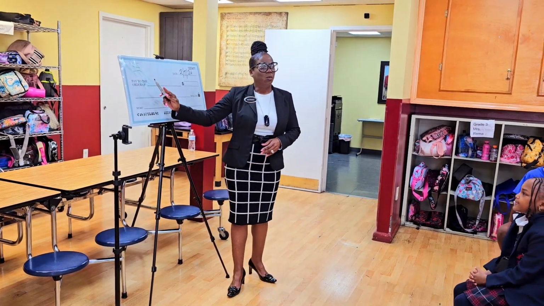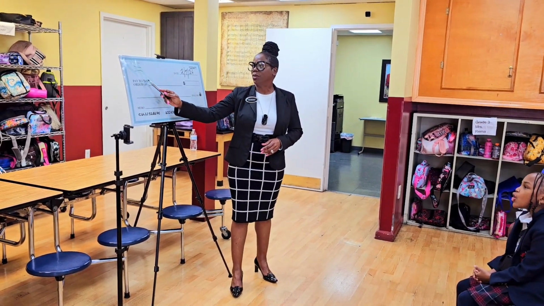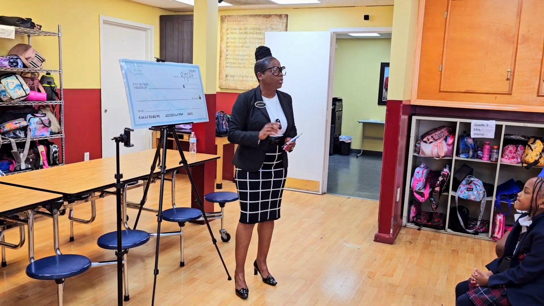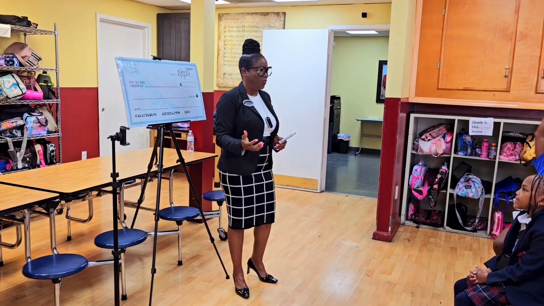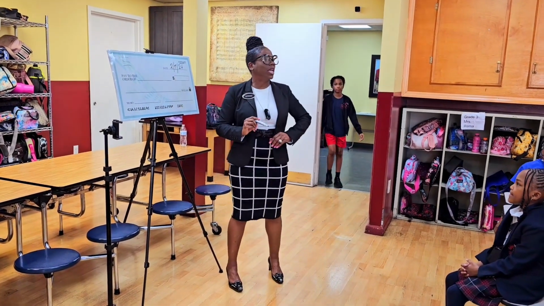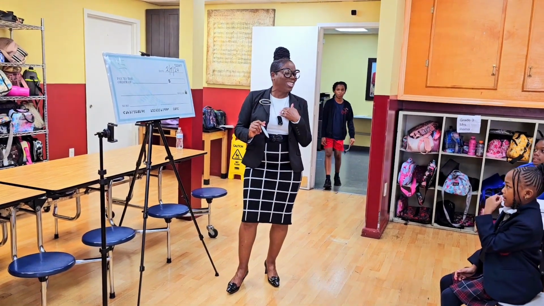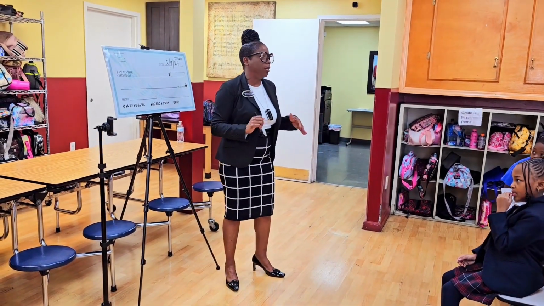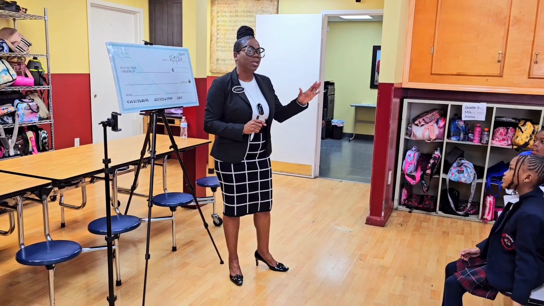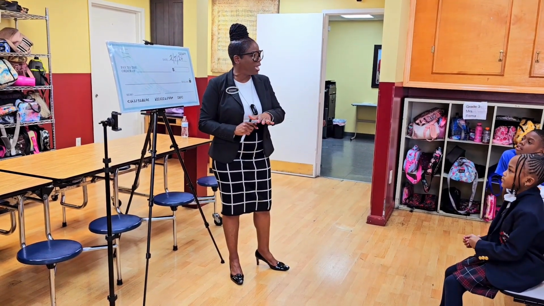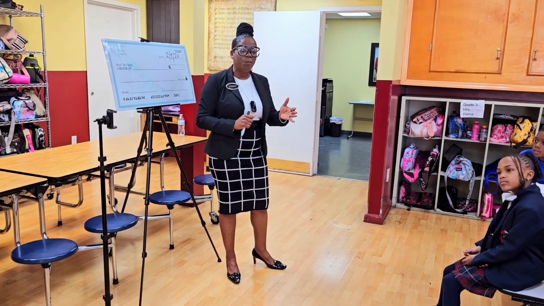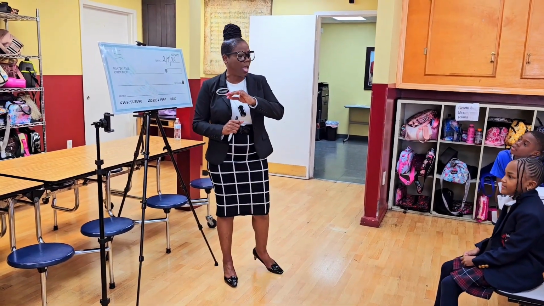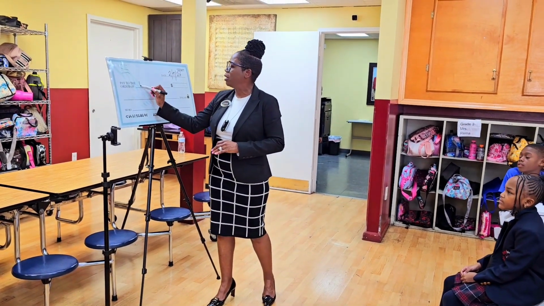Then, what does this say? Pay to the order of. That means, who are you giving this money to? Who are you paying? So let's say I'm getting a check, right? You would not put Mrs. Thompson. You will simply place my first and last name. If you're paying a company, you would put the company's name. So let's put my name there.